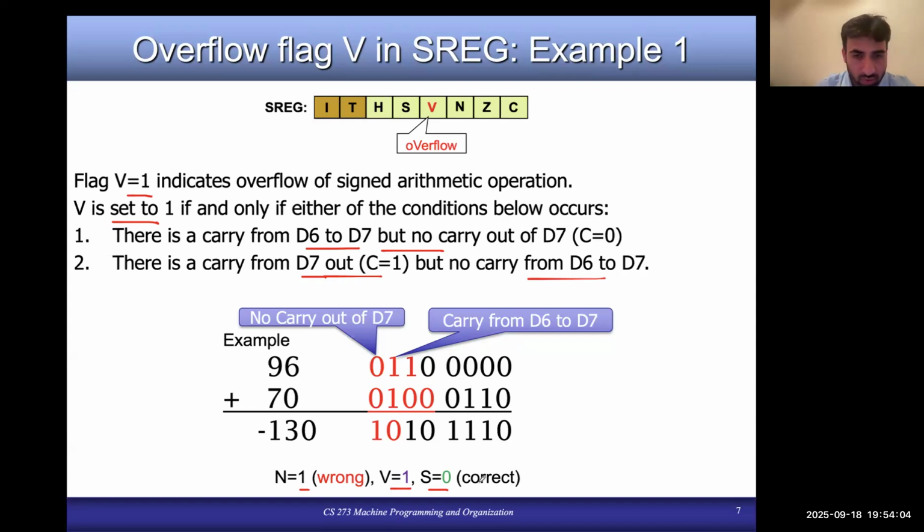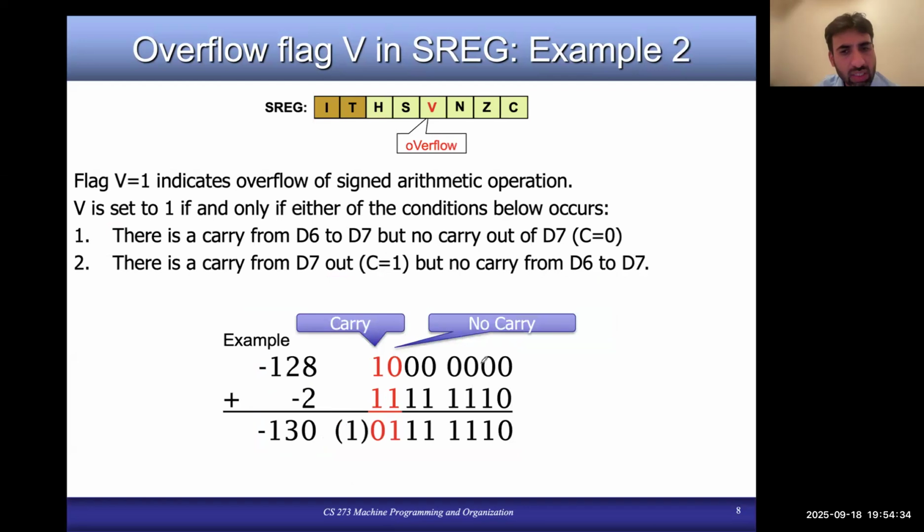So our result is positive. Our result is supposed to be positive, but here it is shown as minus 130 when you use the two's complement form. Otherwise our result should be positive because we assume that we are adding signed numbers.